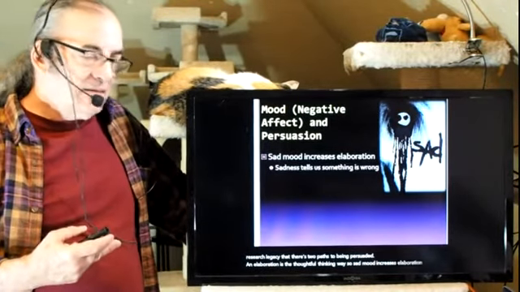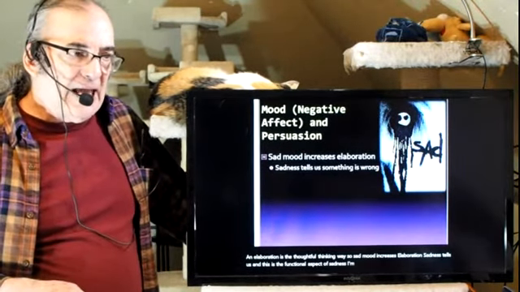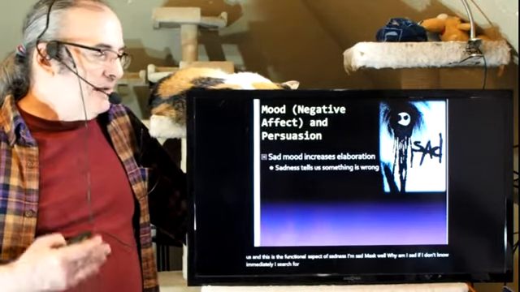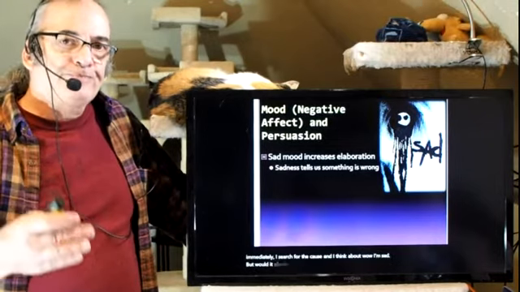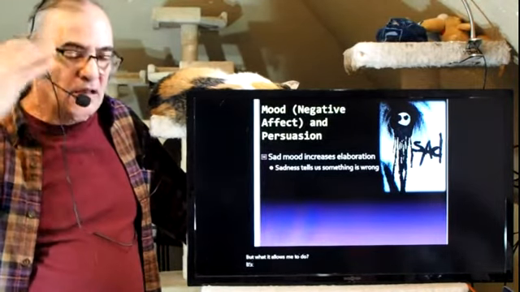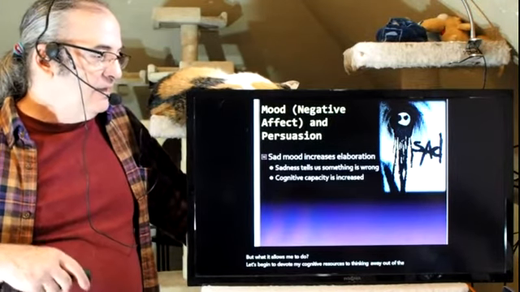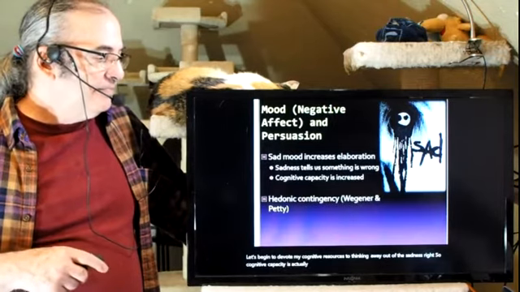Sadness tells us, and this is the functional aspect of sadness, I'm sad. And I ask, well, why am I sad if I don't know immediately? I search for the cause, and I think about, wow, I'm sad. But what it allows me to do is begin to devote my cognitive resources to thinking a way out of the sadness, right? So cognitive capacity is actually increased in the face of sadness.